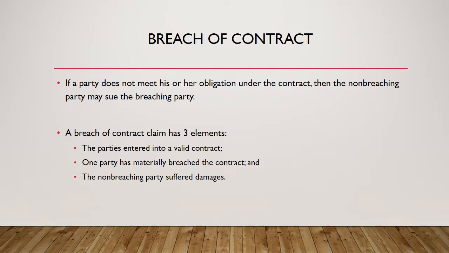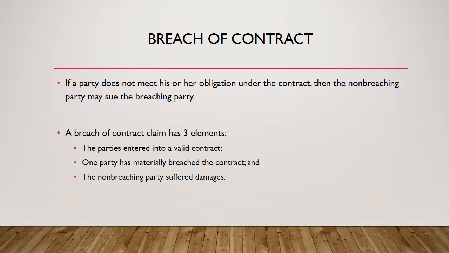Then you've got to show that the party has materially breached the contract. So in this example that we've talked about with our painter and our homeowner, the homeowner's breach is a material part of the agreement. The payment is what induced the painter to agree to the offer of painting the home. Without the $2,000 payment, the painter would not have agreed to paint the home. So that would be a breach of a material part of the contract.